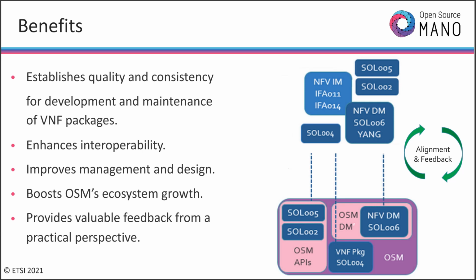And well, finally, as we have already mentioned, this relationship is a two-way street, considering we can provide feedback in return to improve the standards. And in fact, OSM standards alignment goes beyond SOL006, and the picture here on the right shows that OSM was already supporting other standards like the NFV SOL5 or NFV SOL2 since Release 6. It is also planned to align with the NFV SOL4, which is the standard of VNF package structure, and we are planning to do that for the next release. So you can see standards adoption and this whole alignment and feedback loop is prioritized and considered at the core of OSM.